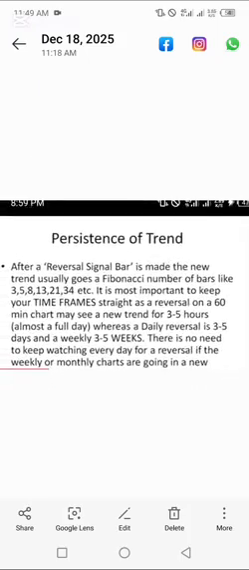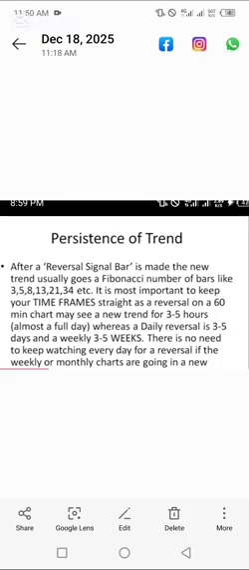And it is most important to keep your time frame straight, as a reversal on a 60-minute chart may see a new trend for 3 to 5 hours. That is almost a full day. Whereas when you have a daily reversal, it can go on for like 3 to 5 days.